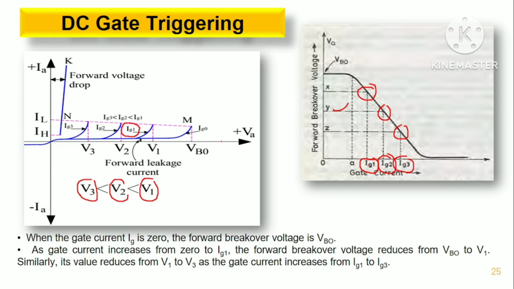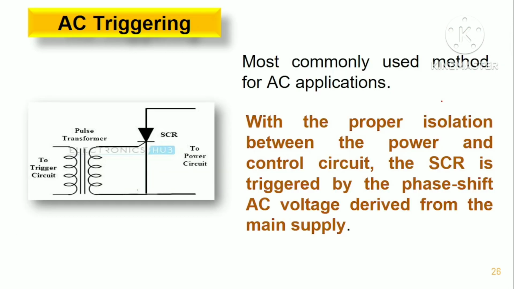So this is called the gate triggering method. We can conclude that when the gate current increases, the SCR may get turned on very quickly. This is a very reliable and economic method. All converter circuits and inverter circuits work with this DC gate triggering method.